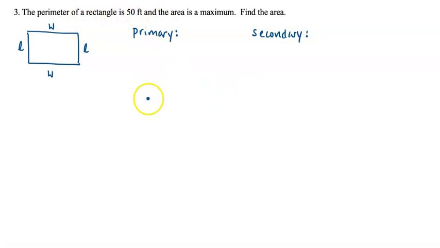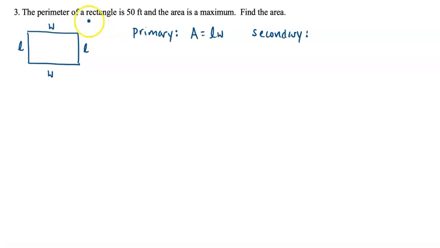So if the perimeter is 50 feet and the area is a maximum, well, we know the area of a rectangle is just length times width. So I'm going to write that as my primary. Area is just length times width. Now how can we describe the perimeter being 50 feet?